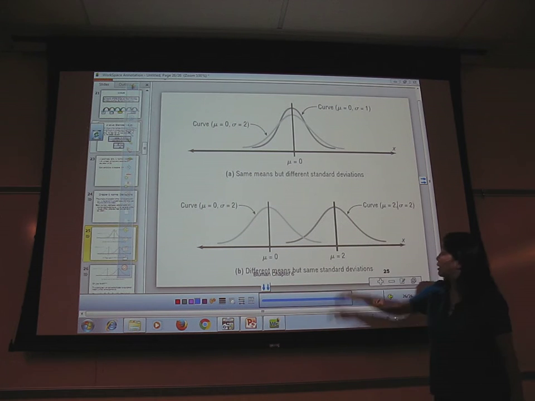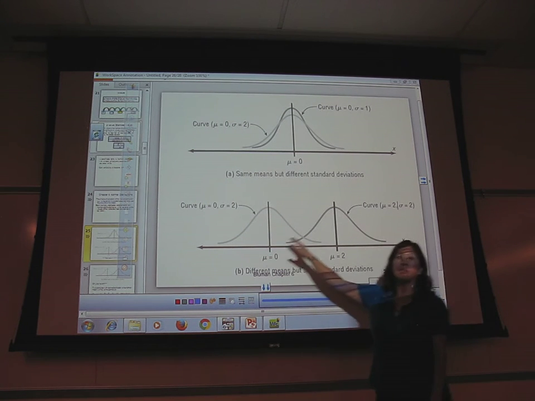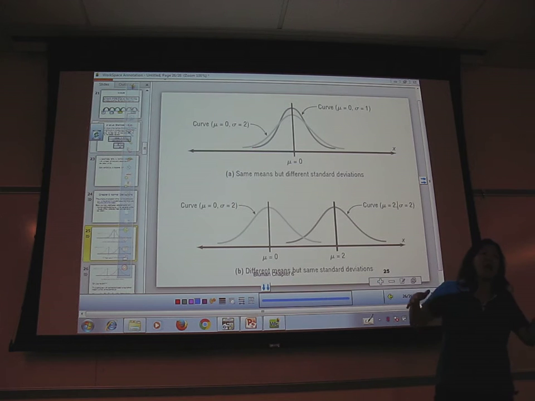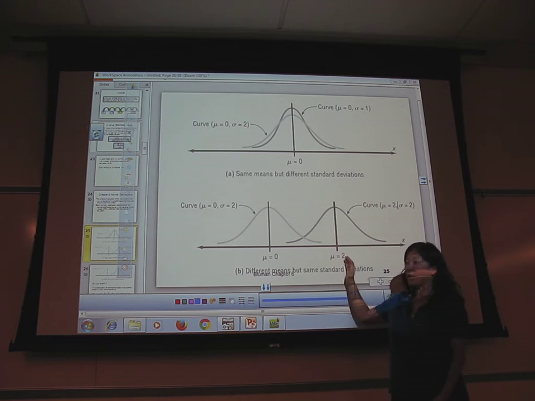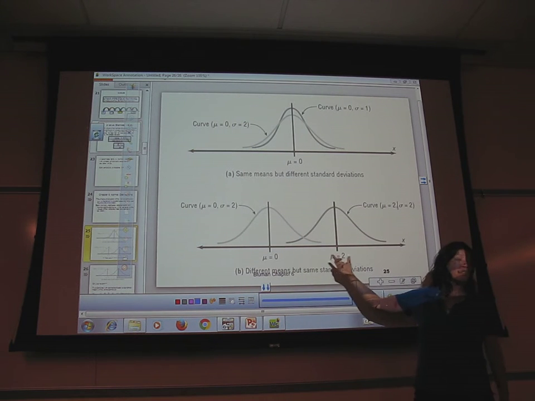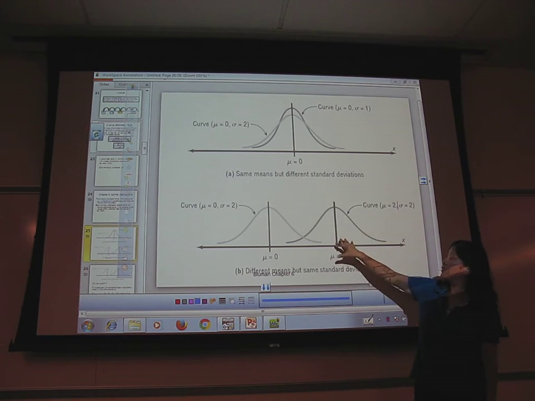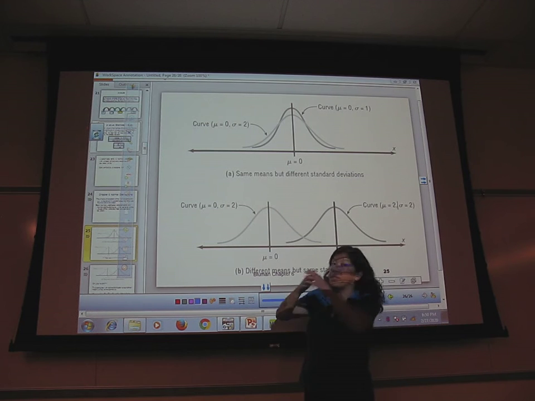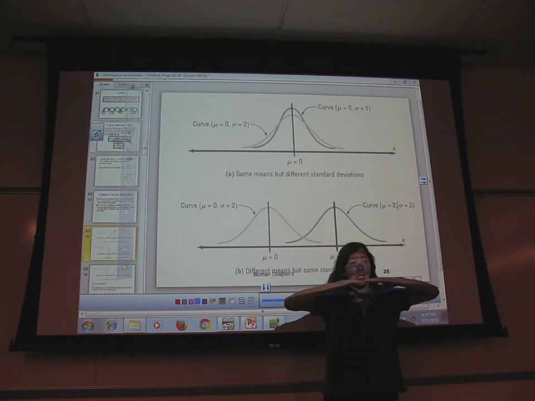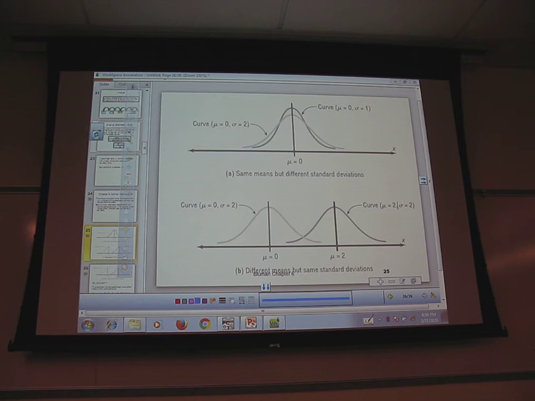These lower two, they have the same exact shape. They have the same standard deviation. They're equally spread out. However, their means are not the same. The whole thing is shifted this way because their means are centered at a different spot. Make sense? So, same standard deviation, same shape, different mean, different center. Here, same mean, same center, but different shape, right? One's like this and one's kind of more like that. So it means a different standard deviation.